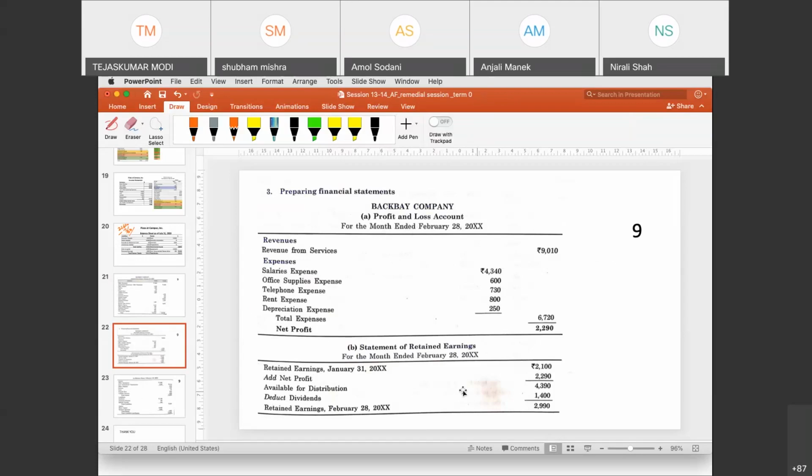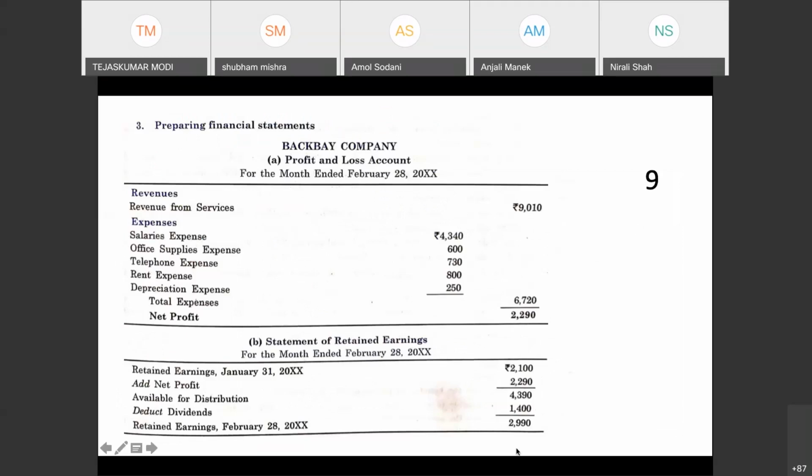That is matching. Now they have shown a calculation of equity here. You can see the second table, the statement of retained earnings. That shows the computation of retained earnings by the business this year. The retained earnings opening balance was 2100. This year the profit is 2290. This is just a computation. There is no debit and credit. This is just a simple statement. Minus dividend paid during the year 1400. This is debited in the statement.